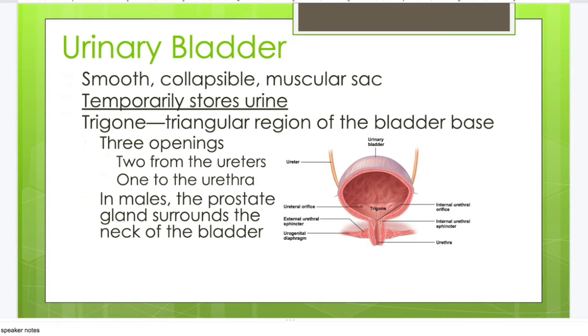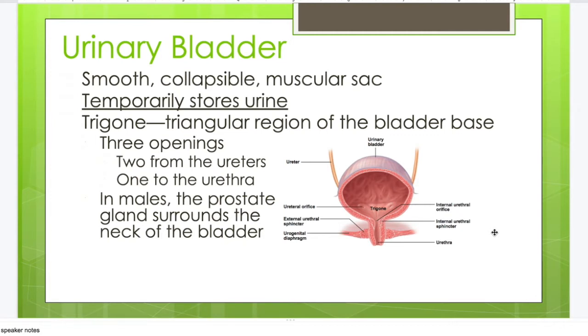Moving along to the bladder, it is a smooth muscular sac. It's collapsible, so its shape is able to be changed, and its purpose is to temporarily store urine. Down here at the bottom, we have this triangular region at the base of the bladder called the trigone. There are 3 openings. We have 2 from the ureters entering the bladder. You can see one right here and one right here. And the third one comes from the urethra, which will leave the bladder to allow urine to exit our body. In males, right around here, around the base of the bladder, you would have the prostate gland.